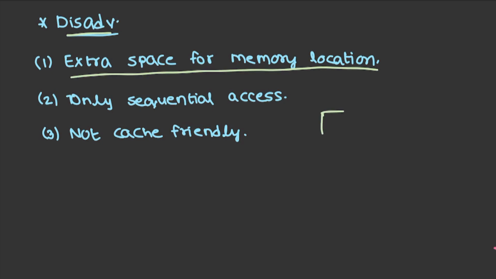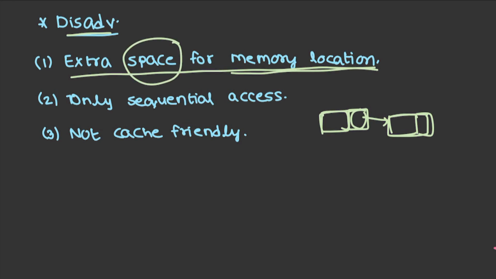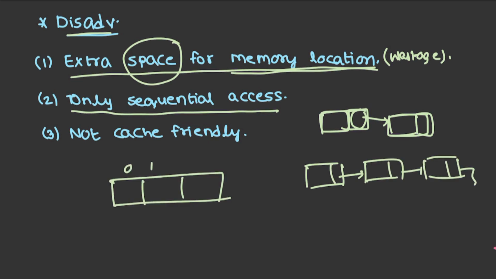If we just observe, we are trying to store the data, and then we are also trying to store the next memory location. So the location at which the next element is stored is also being stored. That is, we are allocating extra space for storing the memory location of the next element, which generally tends to wastage. And it is possible to have only sequential access. Let's take a linked list and an array. If I want to access this element, I can access it directly with a of 1. But if I want to access this element in the linked list, I have to start from the beginning and go in sequence. That is the only way.